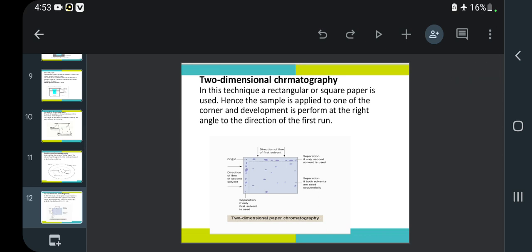Two-dimensional chromatography. In this technique, a rectangular or square paper is used. The sample is applied to one of the corners and development is performed at a right angle to the direction of the first one.